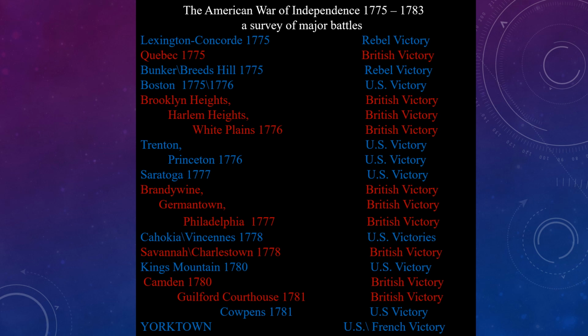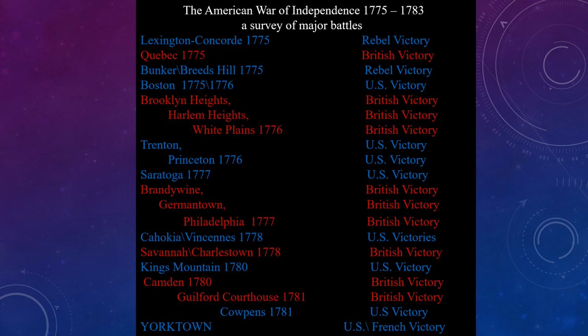Then take a look at this. This is where I mentioned before where George Washington kept getting beat. Brooklyn Heights, Harlem Heights, White Plains, British victory, British victory, British victory. Trenton and Princeton, U.S. victory. Saratoga, U.S. victory. And as you go down through there, I want you guys to understand that there's a qualitative side to this.